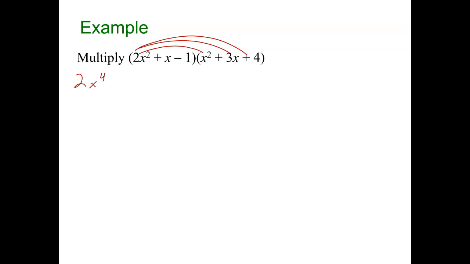2x to the fourth plus 6x to the third plus 4x squared. Okay, keep that in line. Now we're going to do the second set of multiplication. So we already did 2x squared. Now we're going to do x times everything.